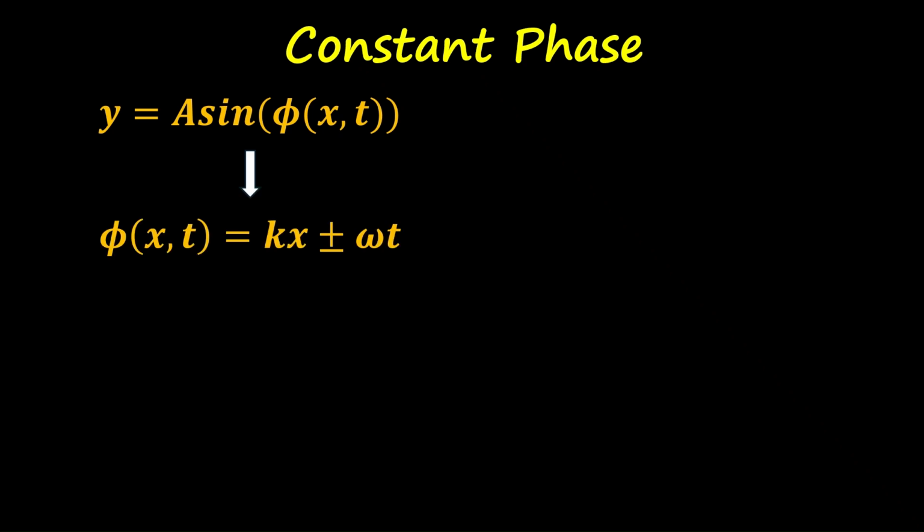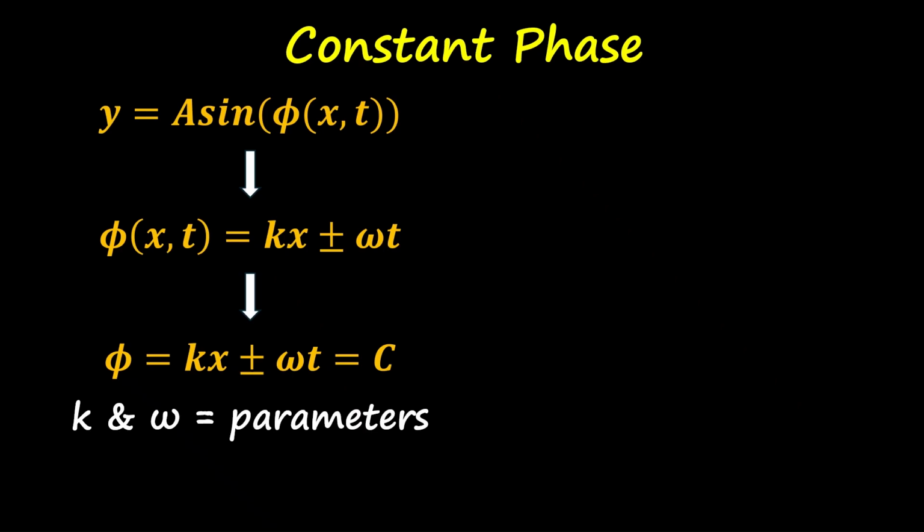Now let us discuss this constant phase condition. So we have the mathematical expression of the wave. So the phase phi can be expressed as a combination of space and time part. And since the phase has to be constant, we'll denote phi equal to c, some constant. And here k and omega are constant parameters.